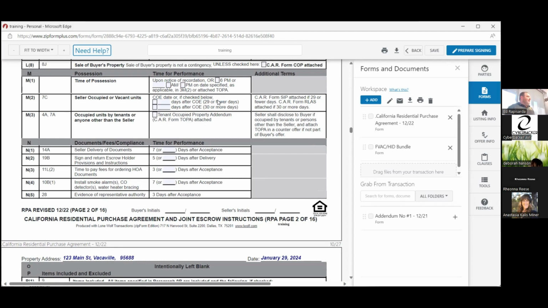Yep, 29 days or less, SIP, seller in possession, right? 30 days or more is the residential lease after sale. What's that distinguishing factor? Why?